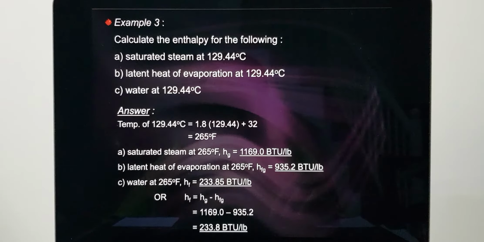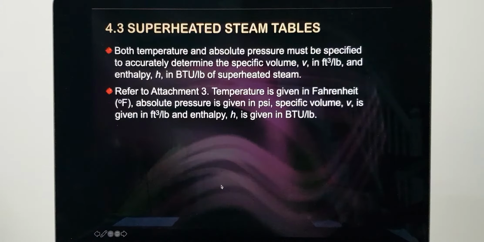Clear? Alright. If you have extra time and you want to check whether your value for the saturated liquid water is correct or incorrect, you can do a simple subtraction, but it is not necessary. You can just get the value directly from the steam table. Then we move on to the superheated steam table. Superheated means that the liquid is heated above the boiling point of the liquid.